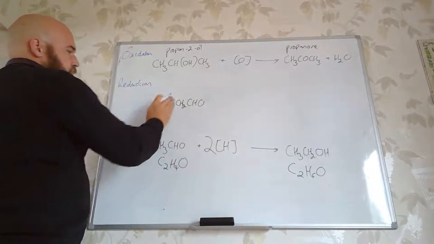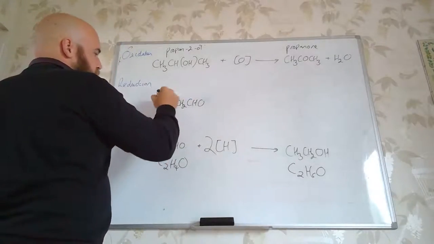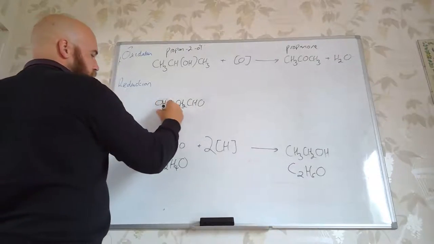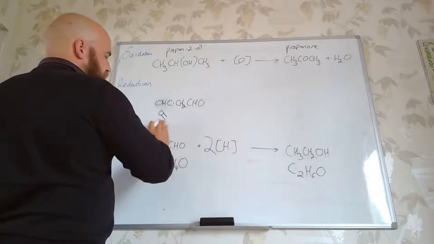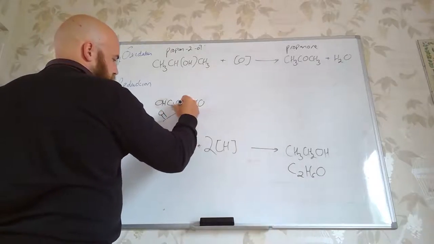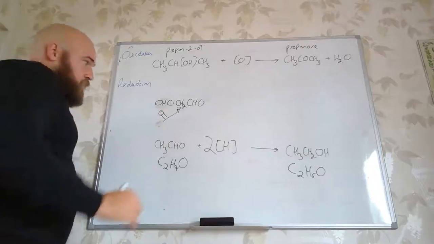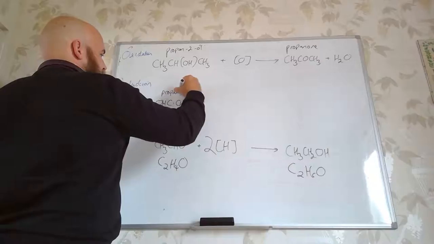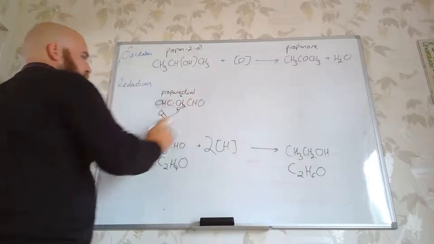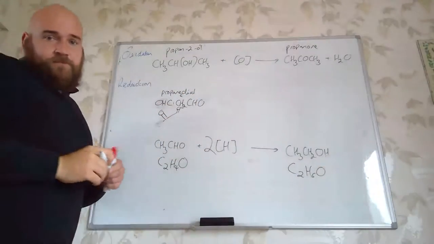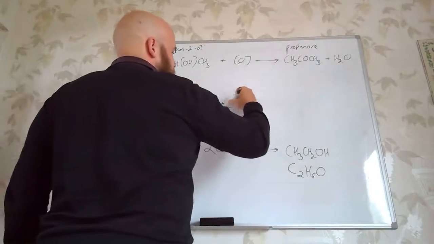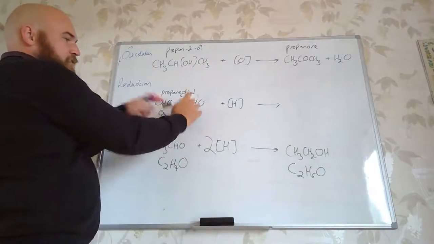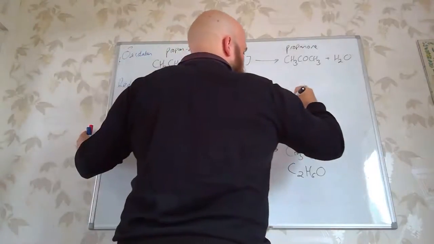So let's do OHC, CH2, CHO, so you've got an aldehyde group at either end of the molecule, okay? So this would be called propanedial, 3 carbons. And we can reduce this, so I'm going to use H's. We're basically just going to turn the aldehyde groups into primary alcohol groups.